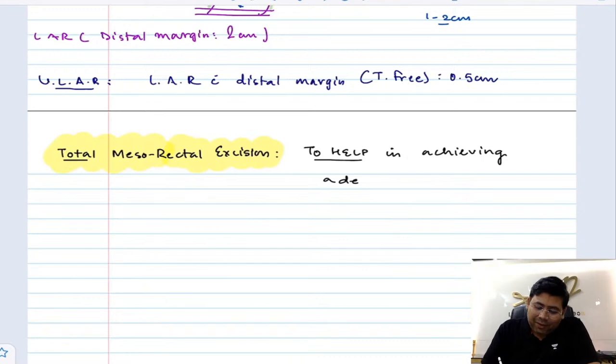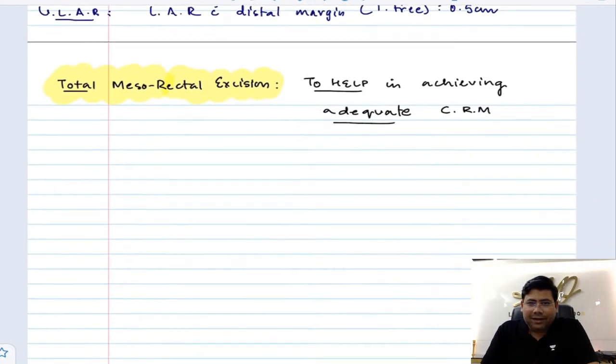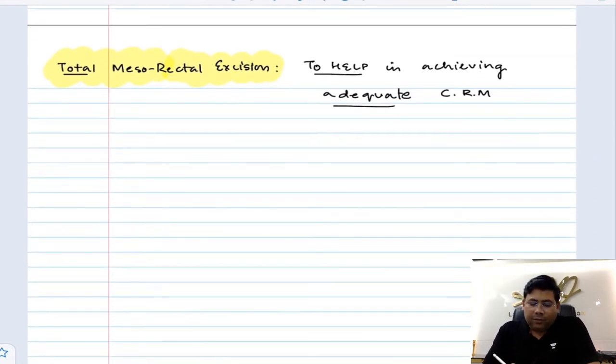So to help in achieving adequate horizontal margins. Now let us try to understand. You want to write something, you are always free to write. So let us try to understand. Bache, let us have a top view.